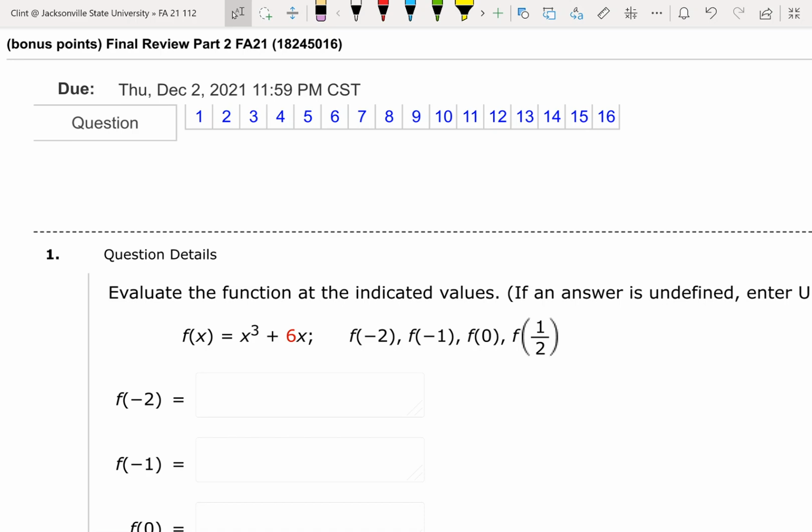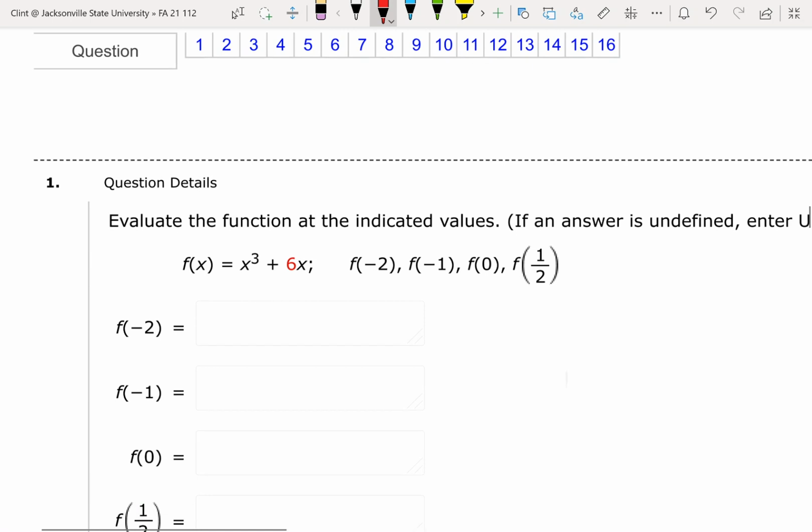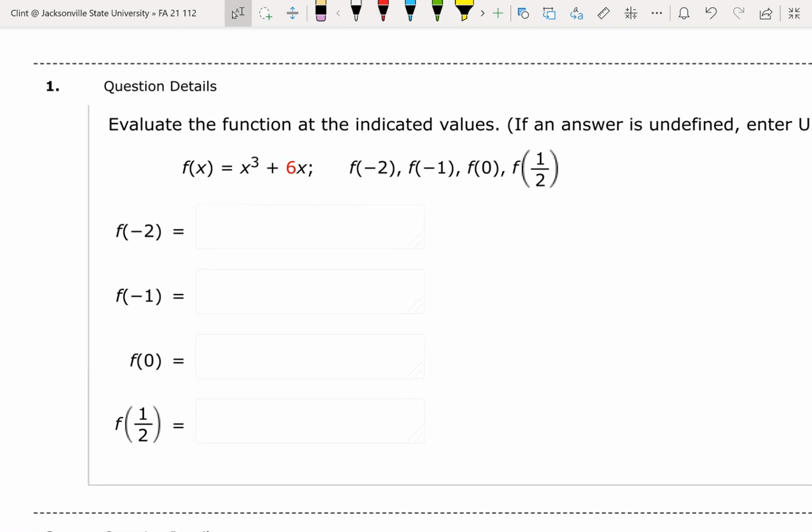I'm ready for part 2 of the final exam review. Again, slow this down, back it up if you need to. We're going kind of quickly through these. Number 1, just evaluating a function at several values.